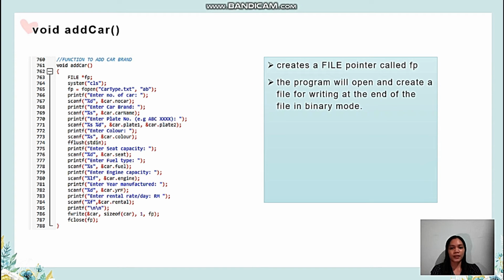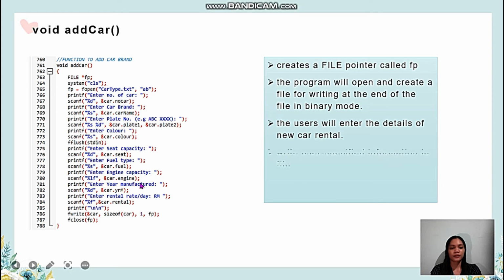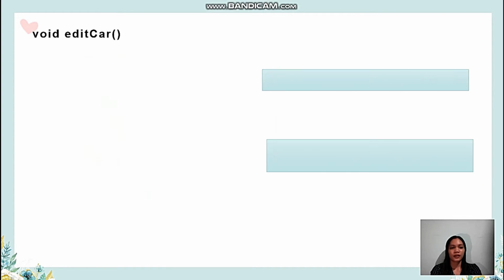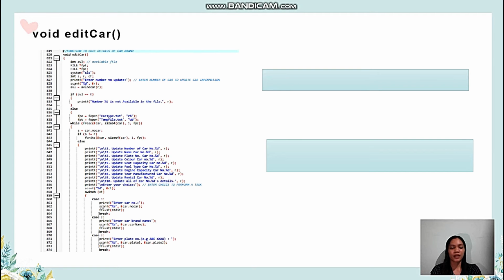The program will open and create a file for writing at the end of the file in a binary mode. Then the program will ask the user to enter the details of the new car, and the file will be closed. Next, for void edit car function, this function will be run when the user enters number 2 in the more car function for their inputs.